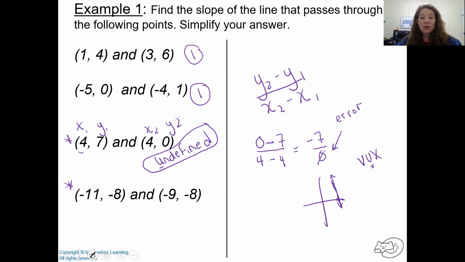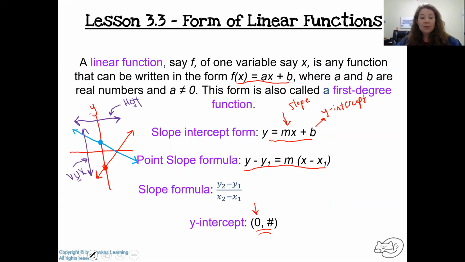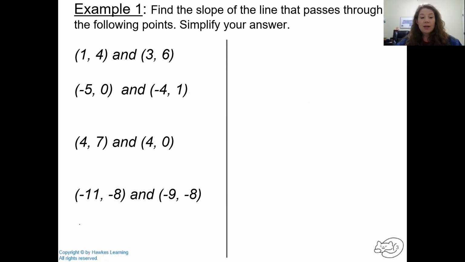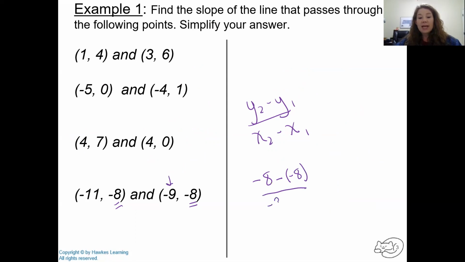All righty, let me erase all the stuff. Whoops, wrong button. All right, now we're going to do the last one. So y2 minus y1 over x2 minus x1. All right, what is our second y? Our second y is negative 8 minus our first y is negative 8. Don't drop that minus sign. Over x2 is negative 9 minus x1 is negative 11.